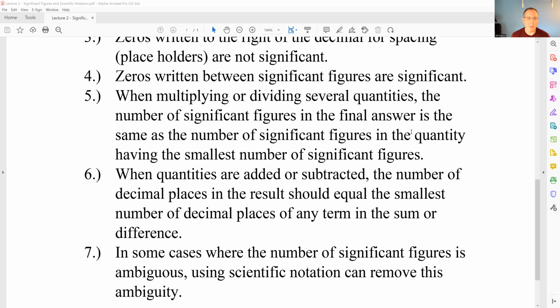All right. And in number 7, we already talked about, right? In some cases where the number of significant figures is ambiguous, using scientific notation can help remove this ambiguity, like that example that I just gave with the 7,800. Okay, so let me go again back to the iPad, and I'll give you some examples of all of these. So multiplying, dividing, adding or subtracting, and then an example of using scientific notation.